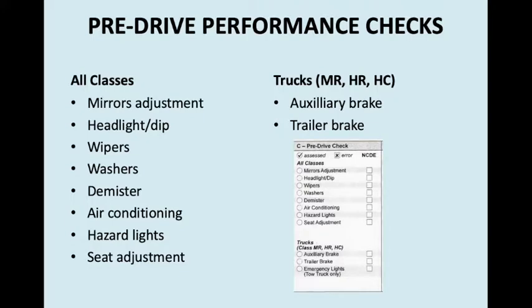The circles that you can see are ticked when the assessor actually assesses those items, and the crosses go in the boxes if the applicant is not able to identify and operate those controls.